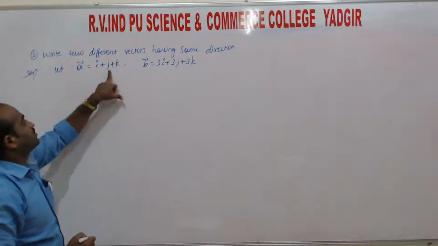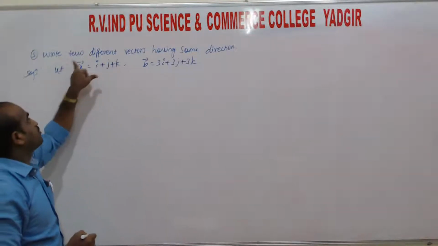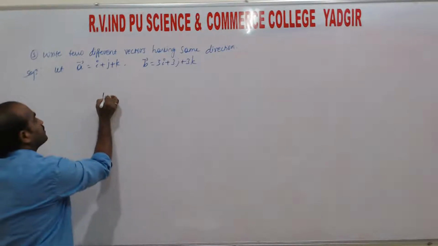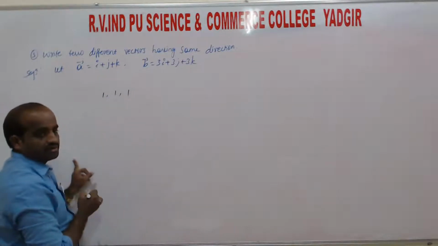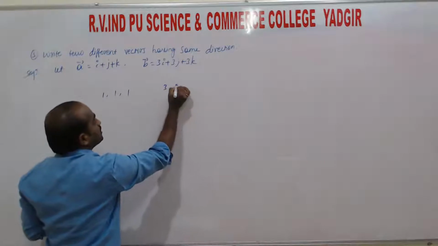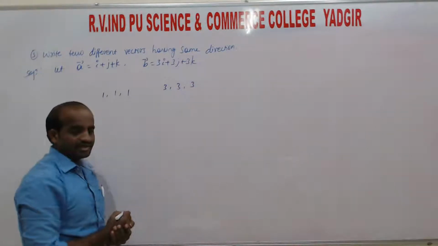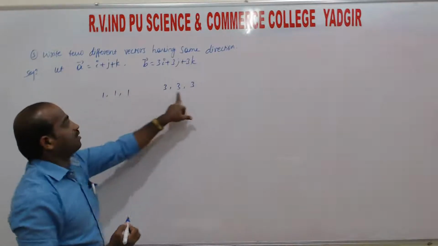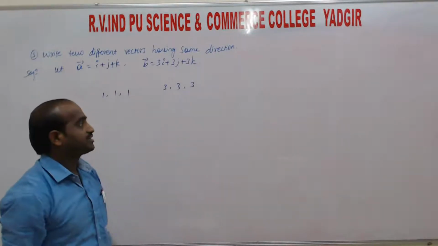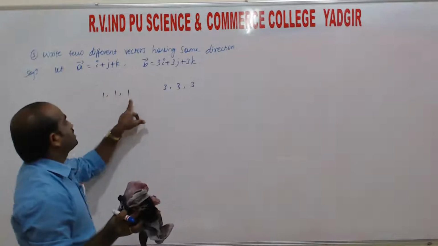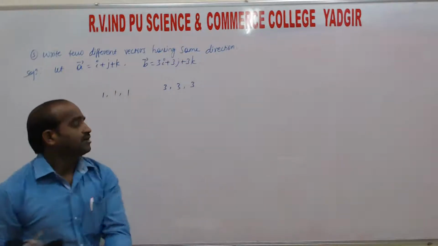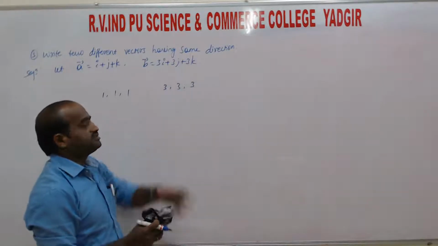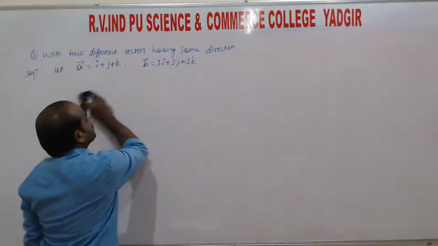a vector is i plus j plus k. This is the component form. 1, 1, 1 are the direction ratios. In this vector, 3, 3, 3 are the direction ratios, the scalar components. These are x, y, z. x is equal to 3, y is equal to 3, z is equal to 3.